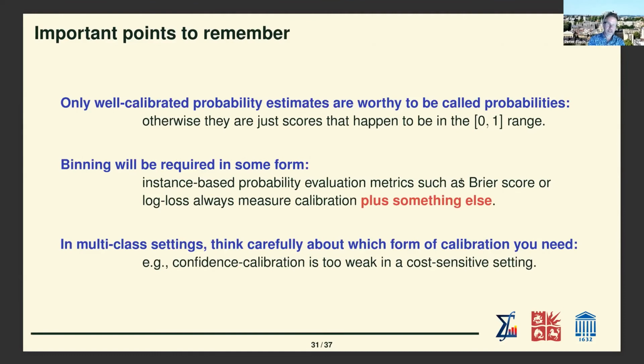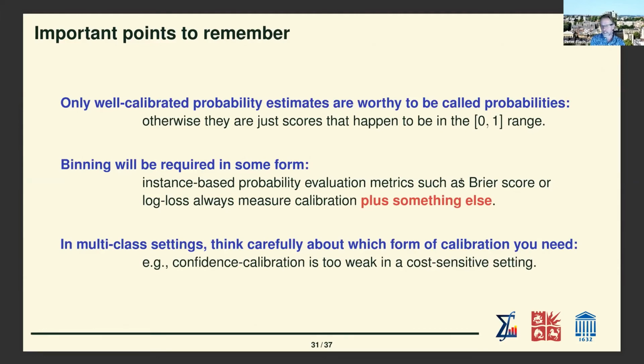Okay, secondly, binning will be required in some form. And so sometimes people evaluate their probability estimates by an instance-based sum or an average over all instances. That is quite common. You have Brier score, which is mean squared error, essentially. You have log loss, but these always measure calibration plus something else. And this will be elaborated in the next part.